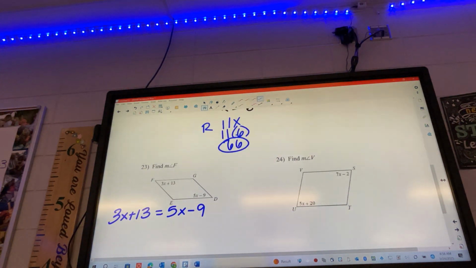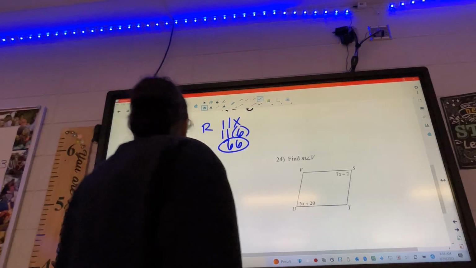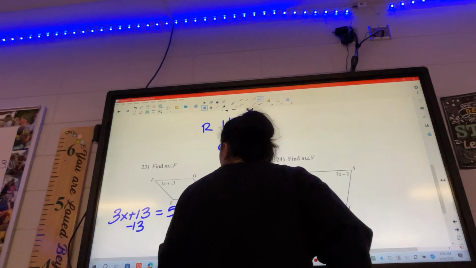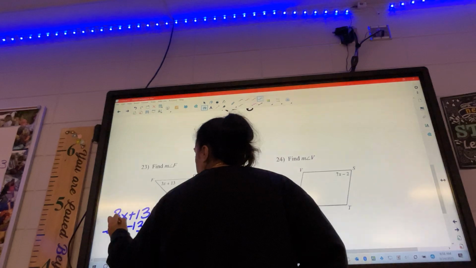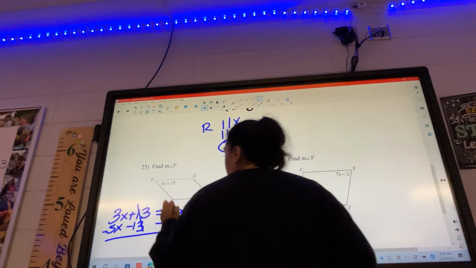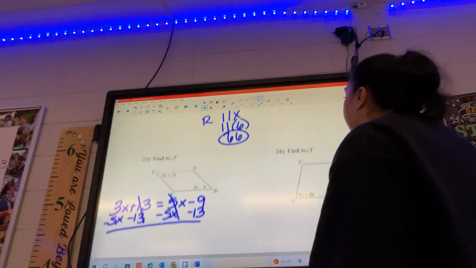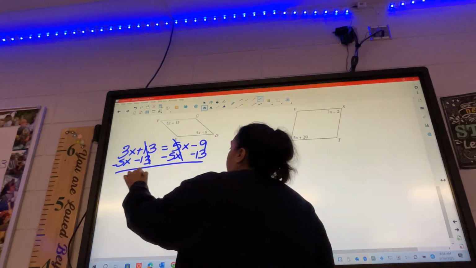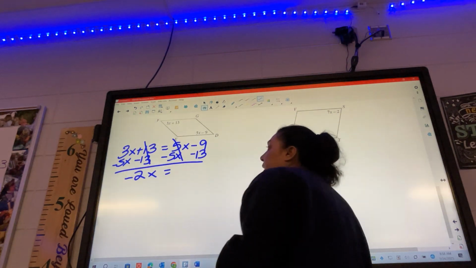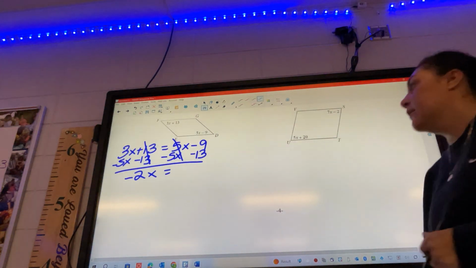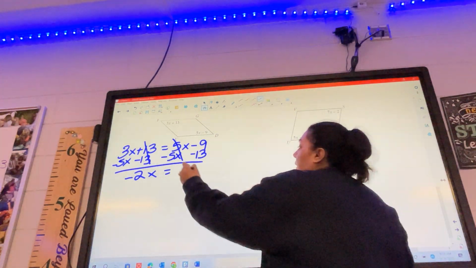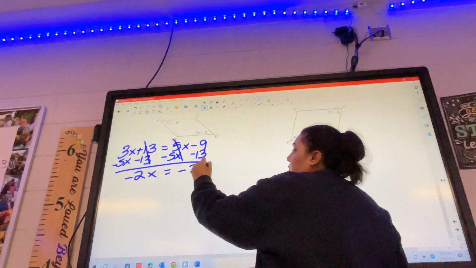Okay, we're going to move our letters to the left and the numbers to the right. So who needs moved? The 13. Who else? And the 5x. So 3 minus 5, negative 2x, equals negative 9 minus 13. Negative 9 minus 13, negative 22.